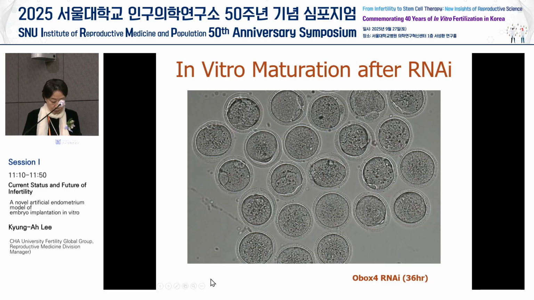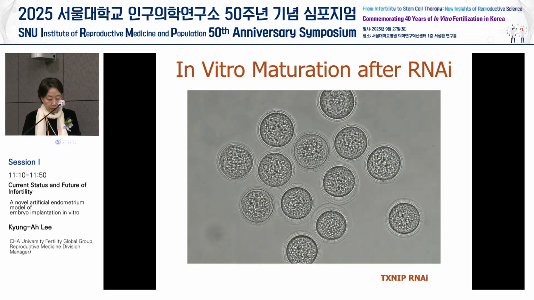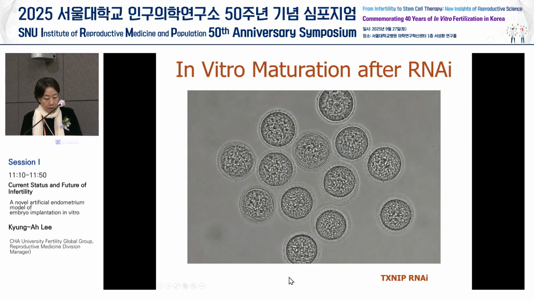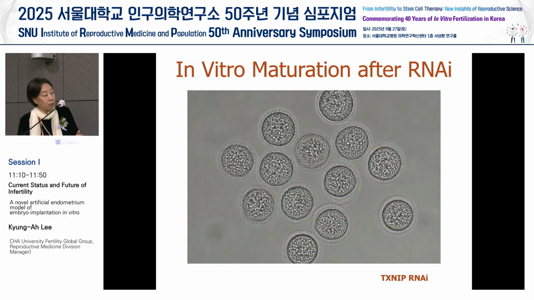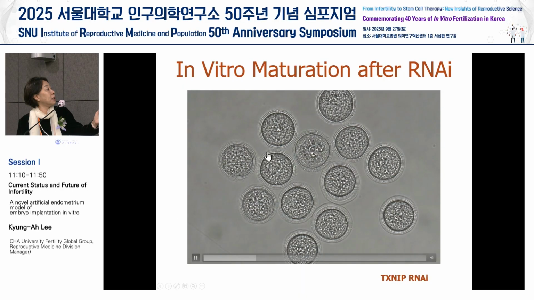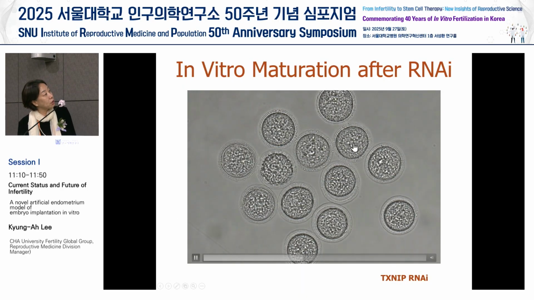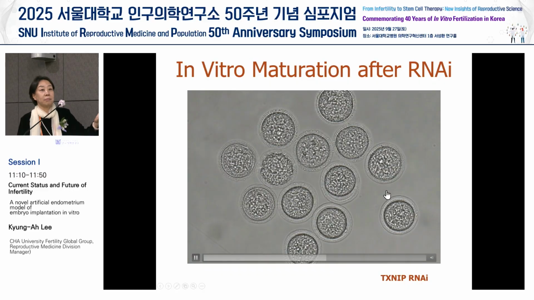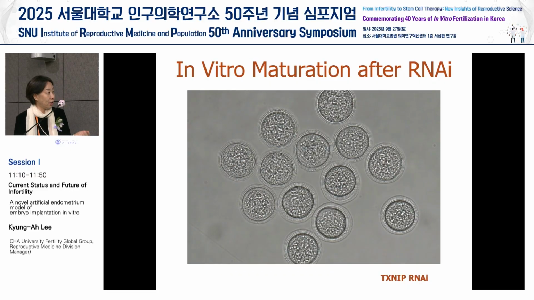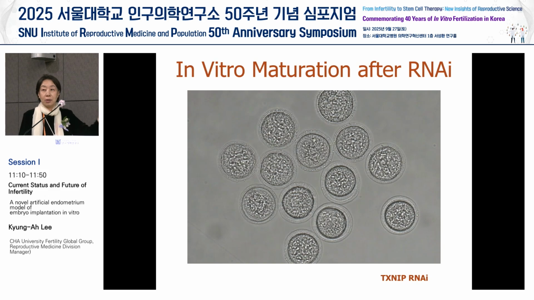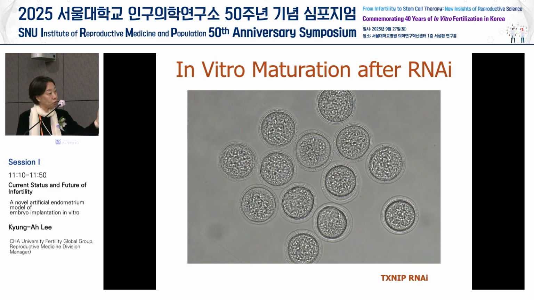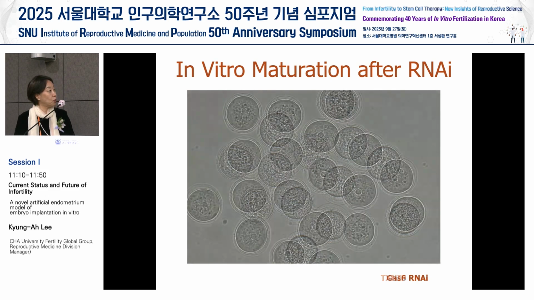And then without TXNIP, an enzyme in the PPP pathway other than glycolysis, you can see that the cytoplasmic streaming is gone, and the maturation didn't occur. So it is important for maturation, as OBOX4 is too.